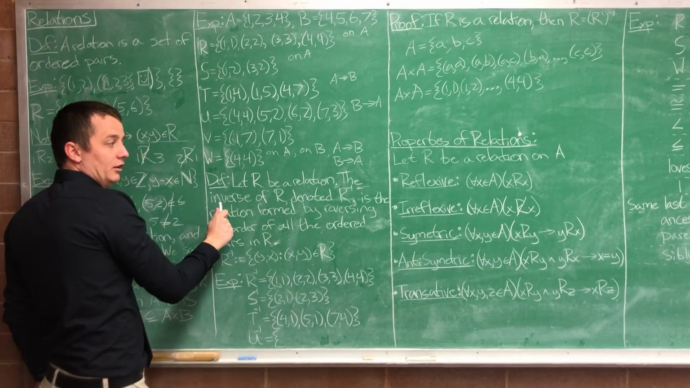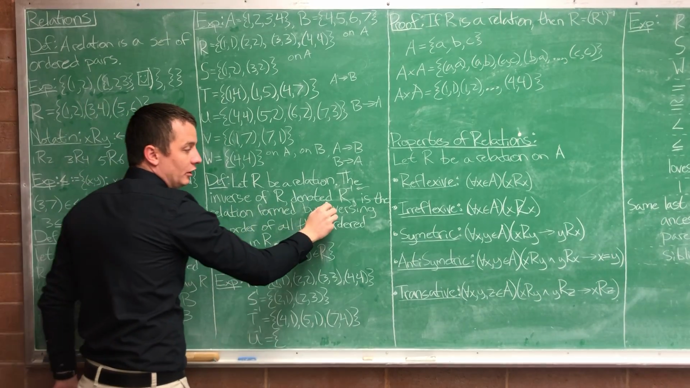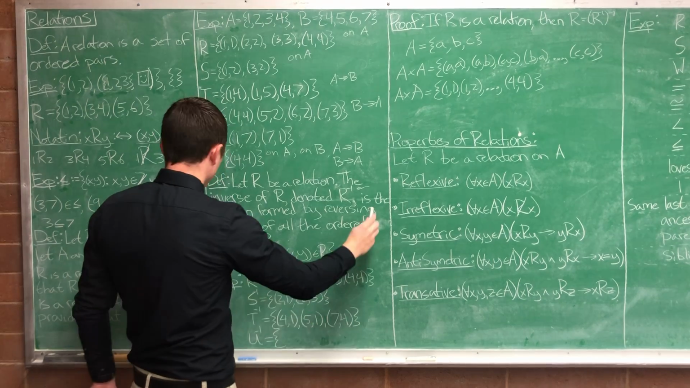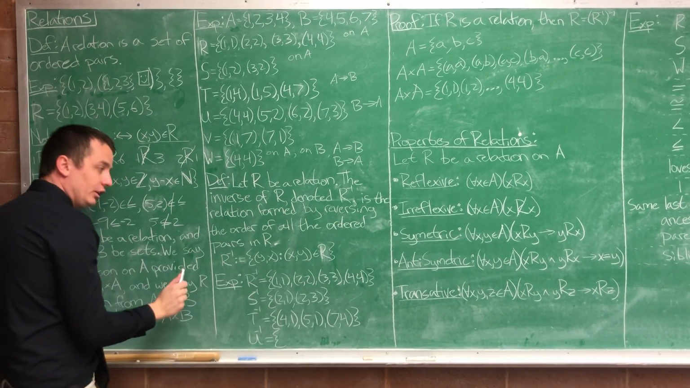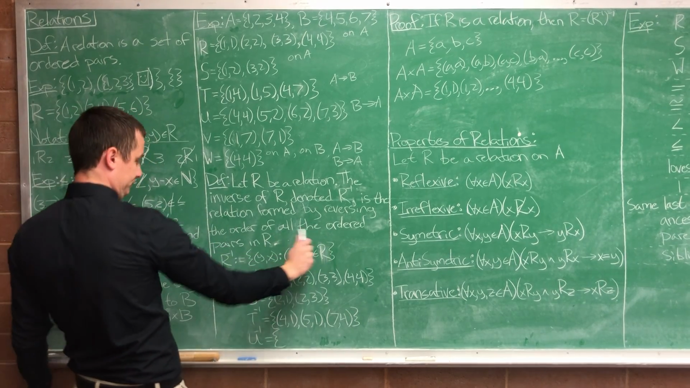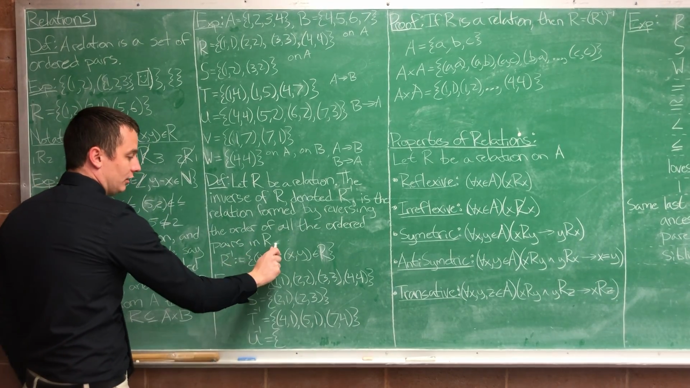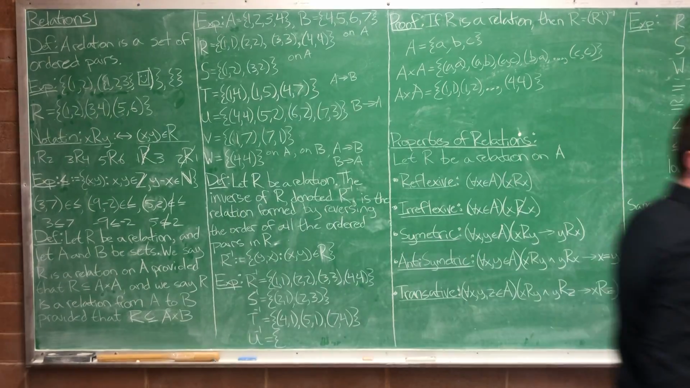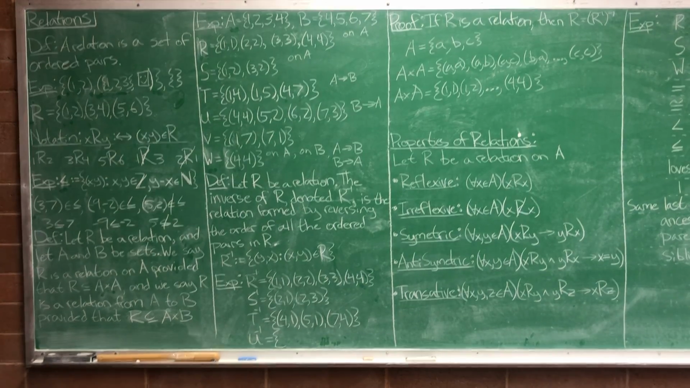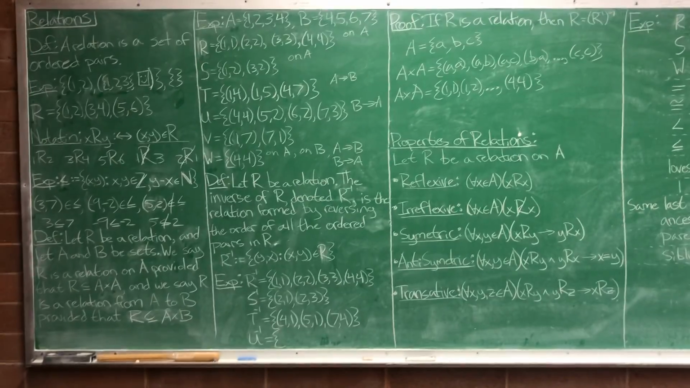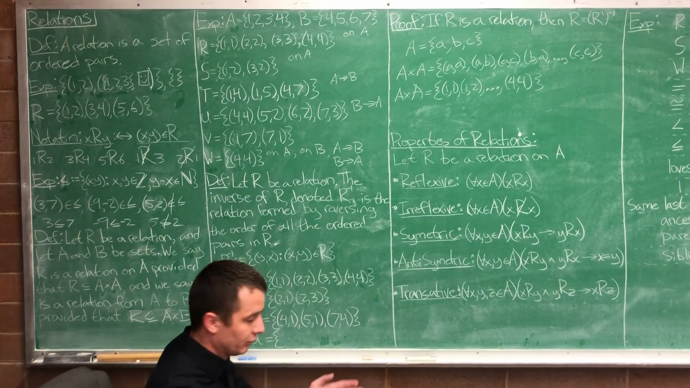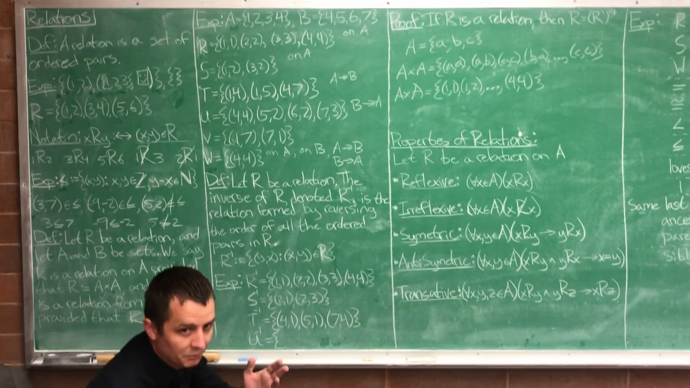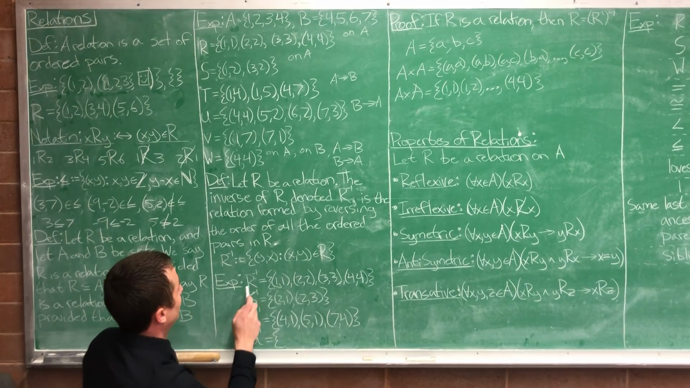Okay. So the inverse of R, which we denote with R to the minus 1, is a relation formed by reversing the order of all the ordered pairs in R. So take each ordered pair, flip it around, that gives you the inverse. That's all there is to it. And that's what you were doing when you talked about inverse functions, for those of you who had inverse functions before. Same thing. So let's look at an example.